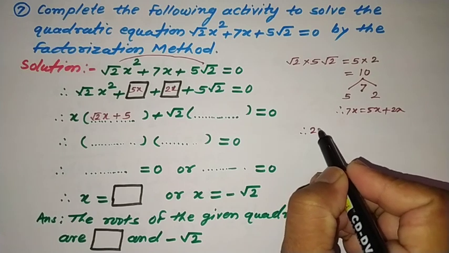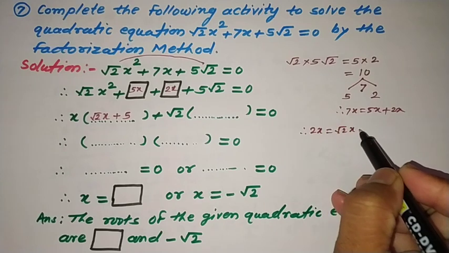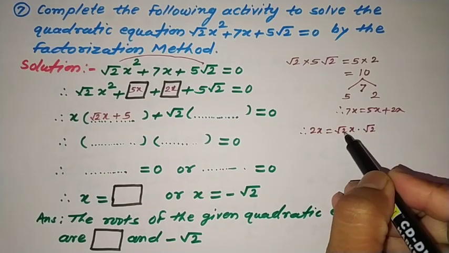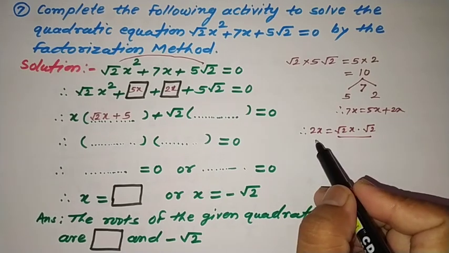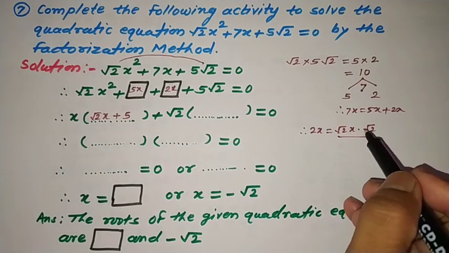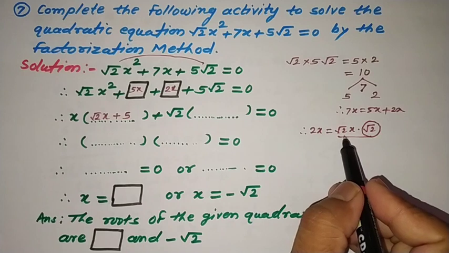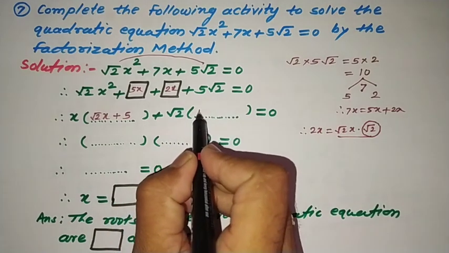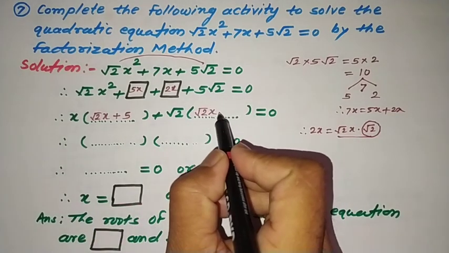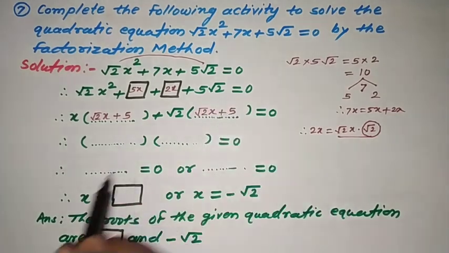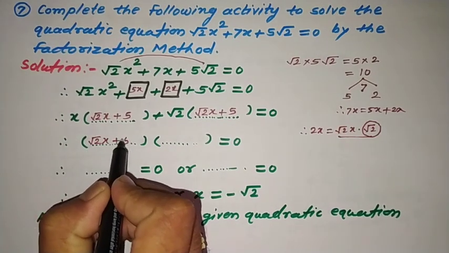Therefore, 2x can be written in this form: root 2x and root 2. Root 2 into root 2 is equal to 2, and x is x. These two terms are equal to 2x, so give the common 2x root 2. The remaining part of the first term is root 2x, plus the remaining part 5. Common bracket: root 2x plus 5.